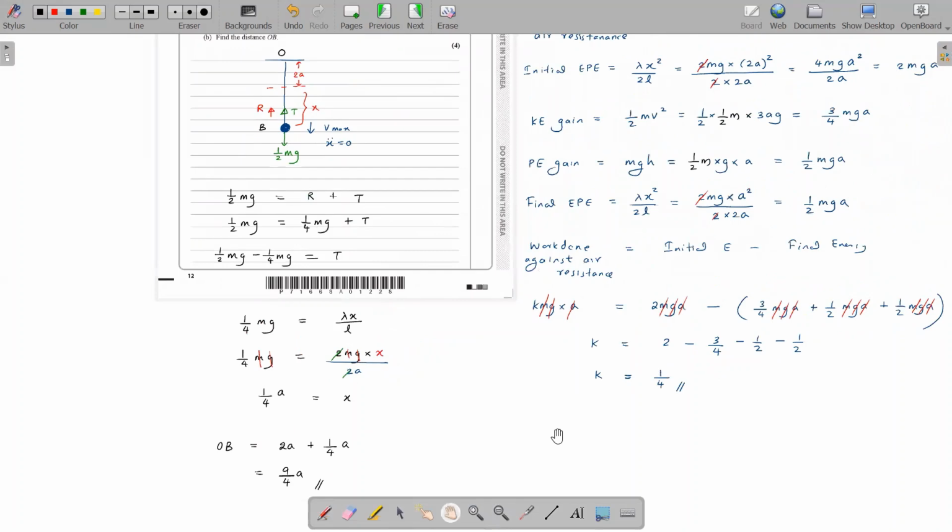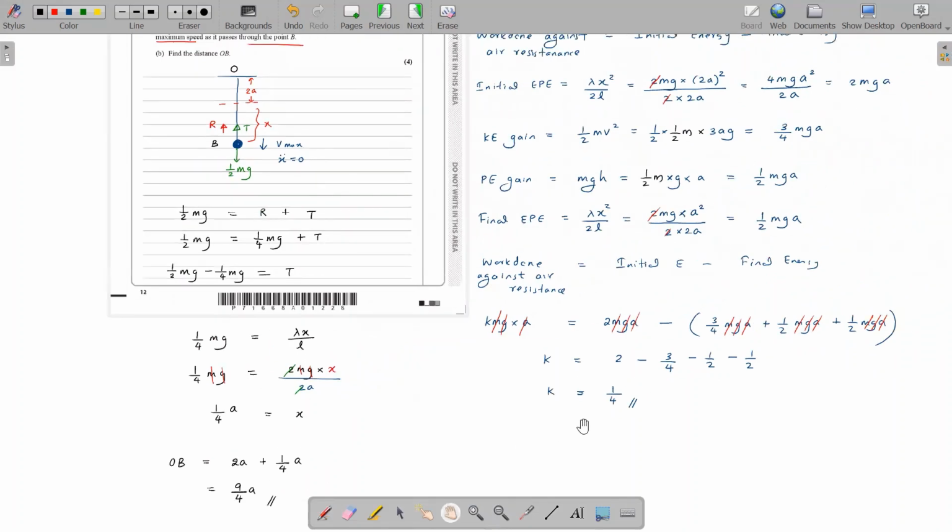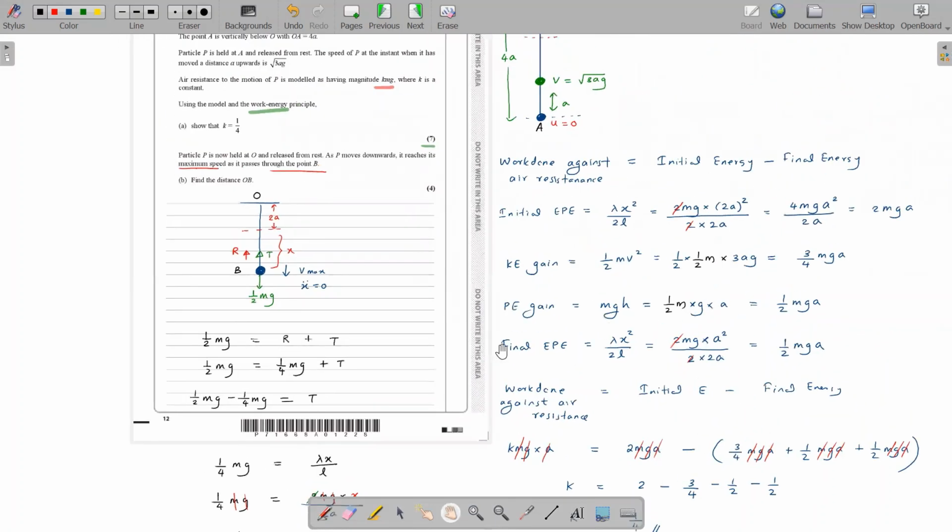If you try to do this by using the work energy principle, it will be very difficult, quite challenging, because you really don't know the values. So the best way to do this is when they say the maximum speed, the acceleration is 0, and at that point the forces are balanced, and then go ahead with this rule. This is the easiest way to get it done.